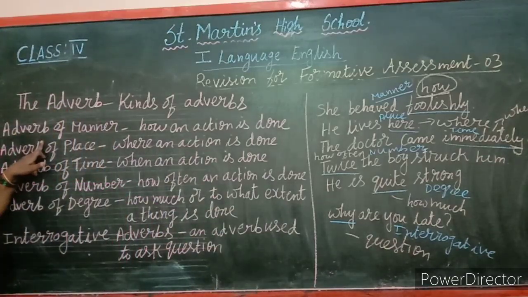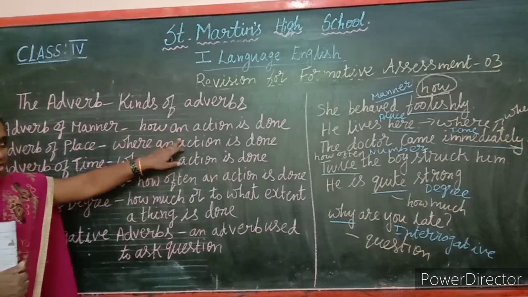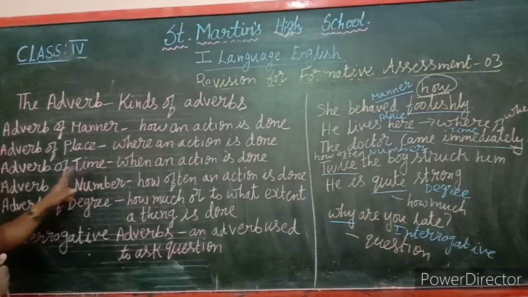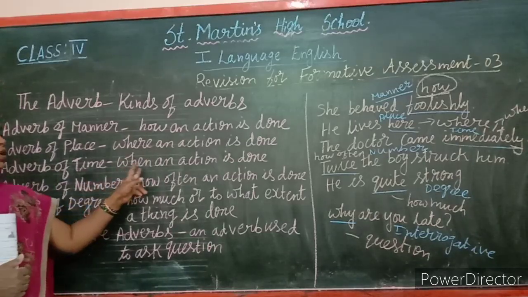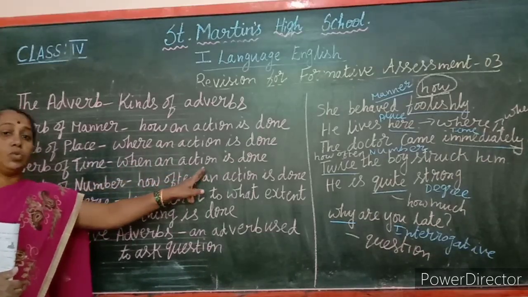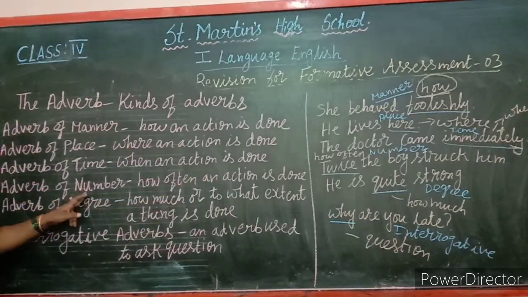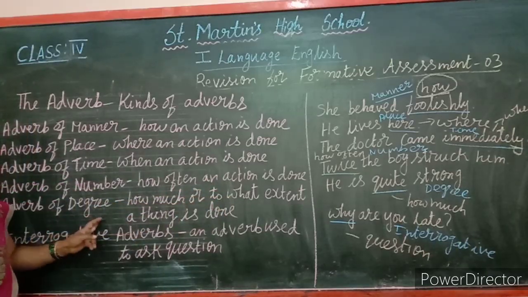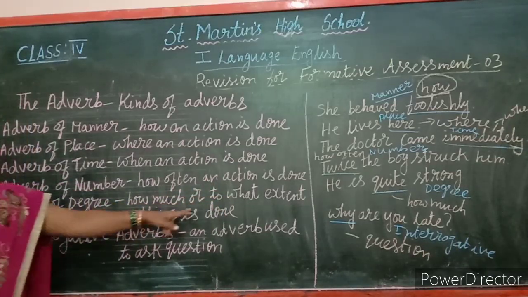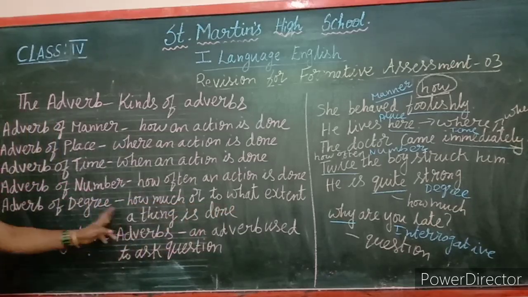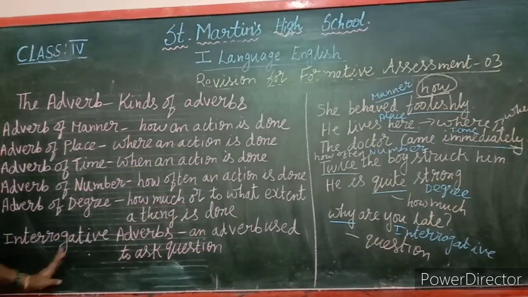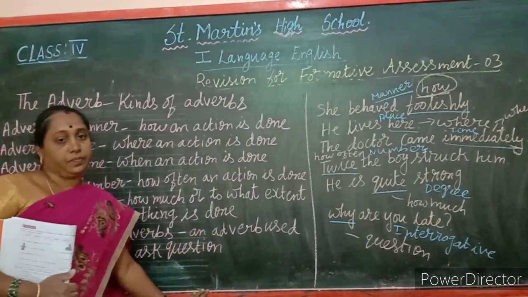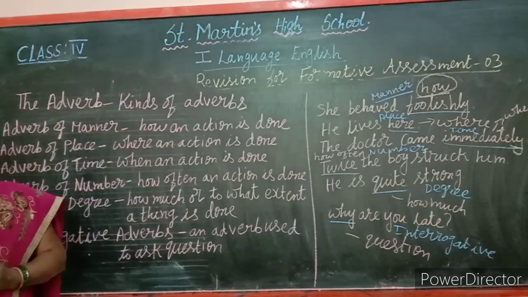So, adverb of manner tells you how an action is done. Adverb of place tells you where an action is done. Adverb of time tells you when an action is done. Adverb of number shows how often an action is done. Adverb of degree shows how much or to what extent a thing is done. Interrogative adverbs are used to ask questions. Yes, now you learnt about adverb and kinds of adverb.